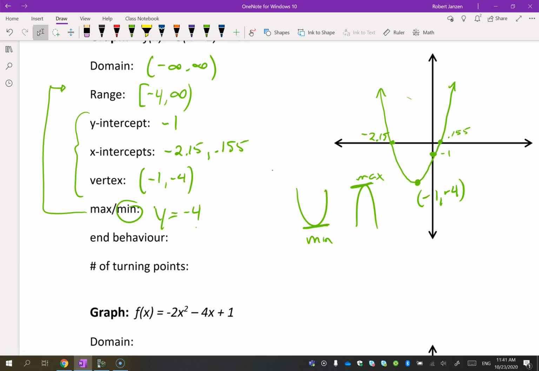And the end behavior, alright, this one is similar as x approaches infinity. So what's happening as x approaches infinity? You can see that we're going to rise to the right. The graph rises to the right. And number of turning points, there's 1. Okay, it changes direction at the vertex.